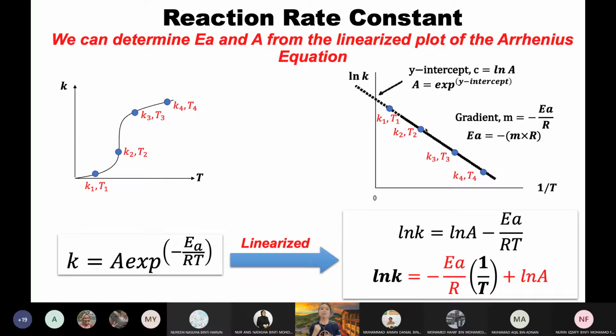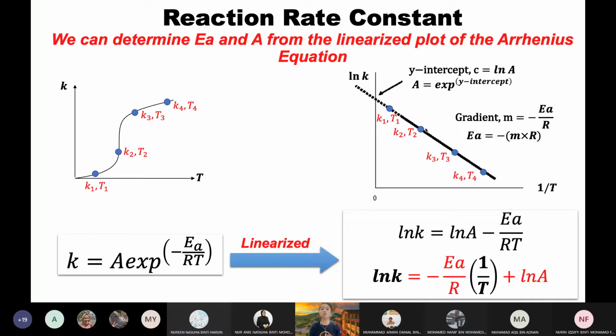Kenapa? Sebab K dipengaruhi oleh suhu. Maksudnya kalau kamu ubah suhu, EA dan A takkan berubah. Yang berubah hanyalah nilai K. Okay, that part you really have to understand. Nilai EA dan A tak berubah when you change temperature. Tetapi yang berubah hanyalah nilai K. Okay, so done on that part.